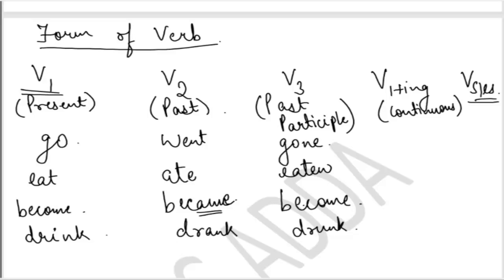Now we'll just go one level up. What is V2 and V3 of the verb hang? Hung. Okay, hung is the V2 form. Think twice. It's hung only, I guess. V3 form also is hung.